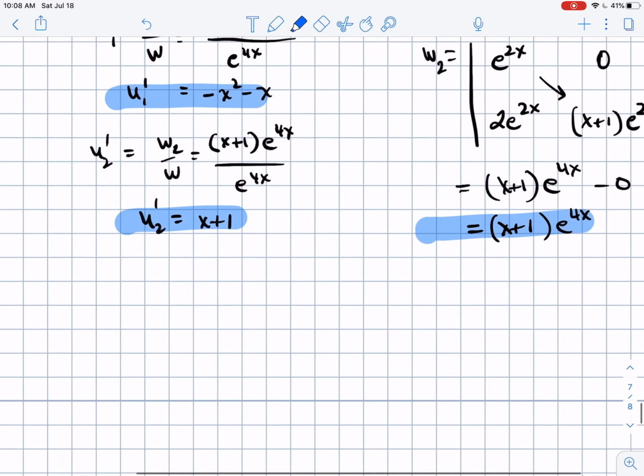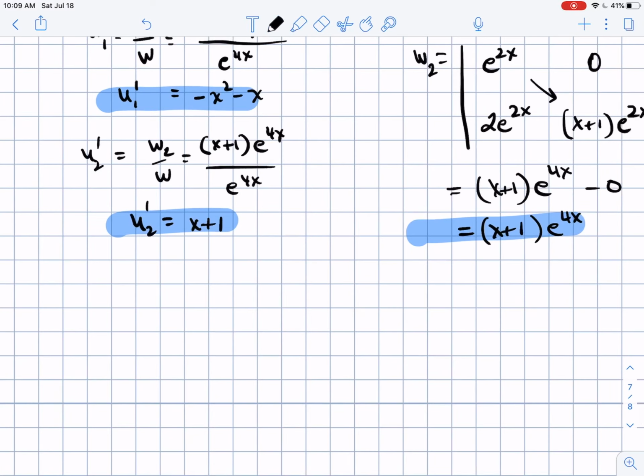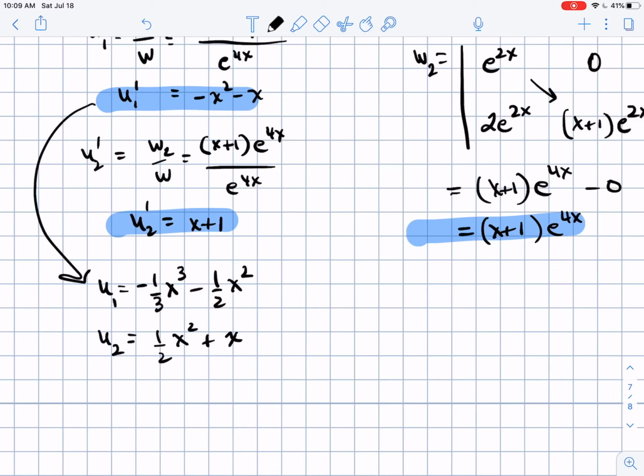So basically I'm taking the antiderivative of u, right? So u sub 1 is going to be negative 1/3 x cubed minus 1/2 x squared. Don't worry about the c's in here, okay? And then do the same thing to get u sub 2, which is going to be 1/2 x squared plus x, okay?